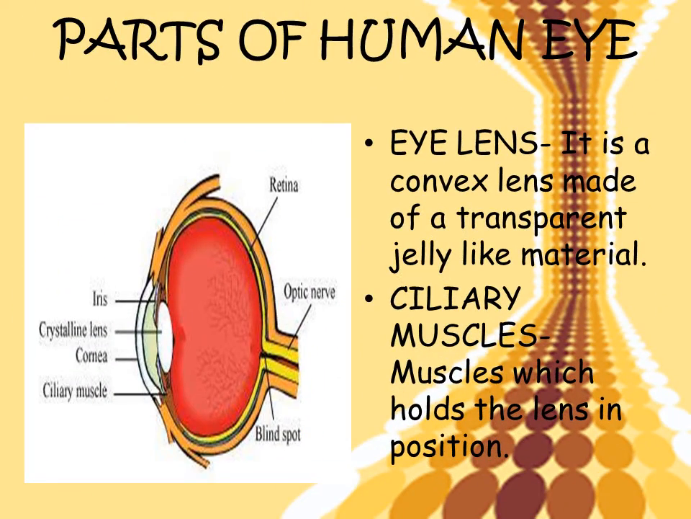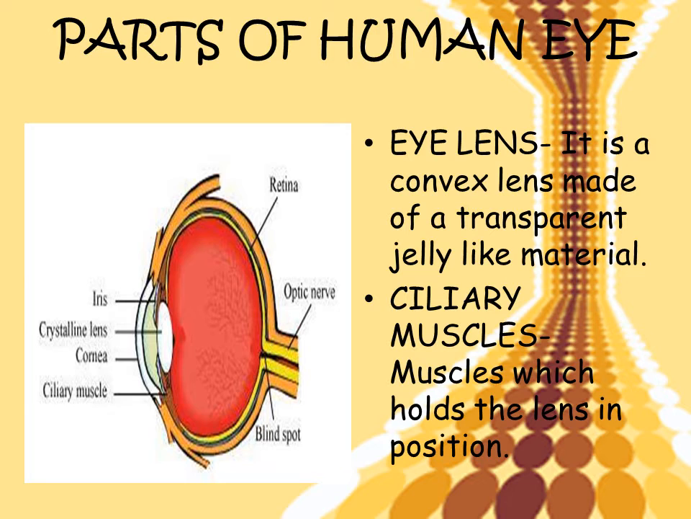Then comes the eye lens. It is the crystalline lens, which is a double convex lens made of transparent tissues. It is held in position by a ring of muscles commonly called ciliary muscles. Its function is to focus the image of different objects clearly on the retina.